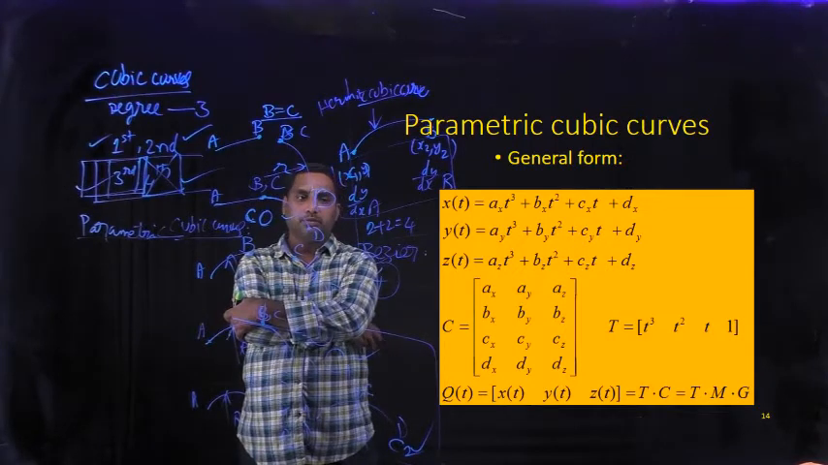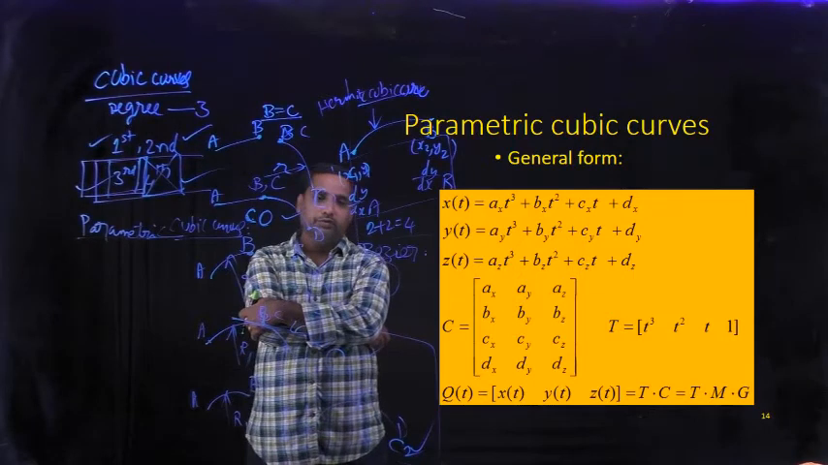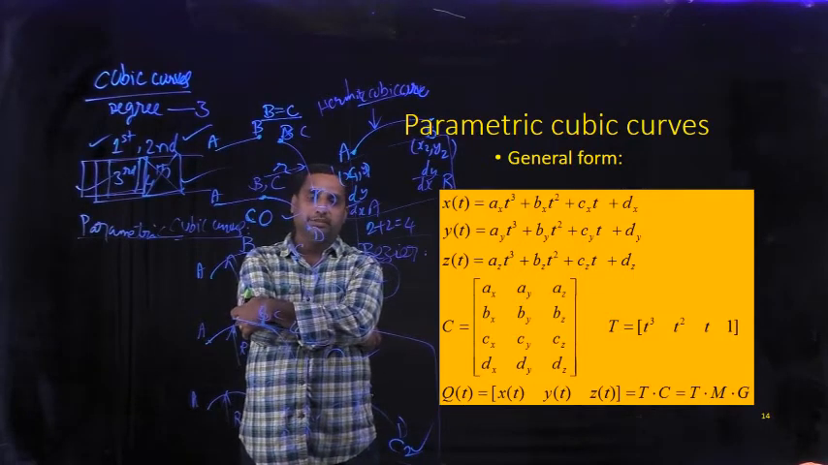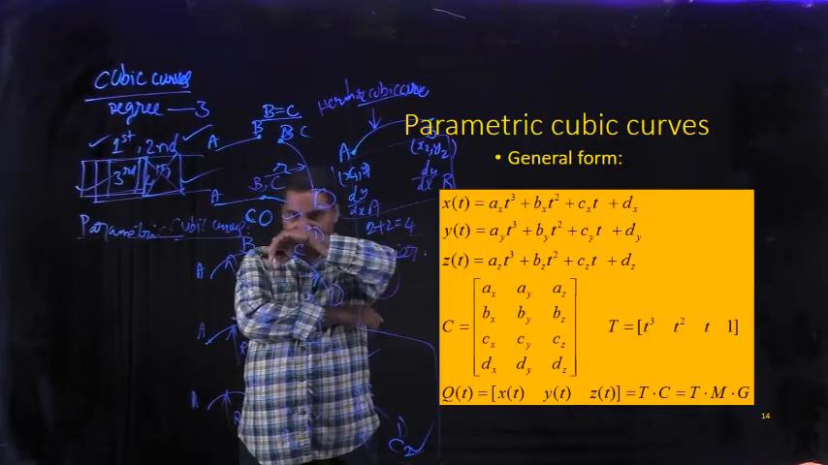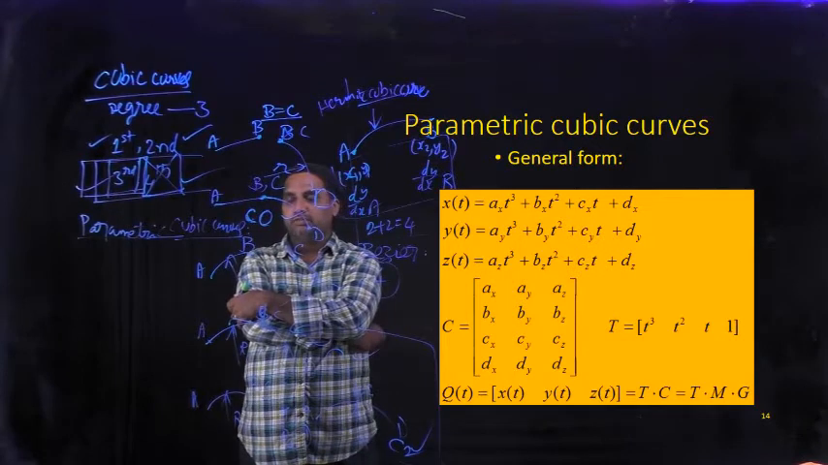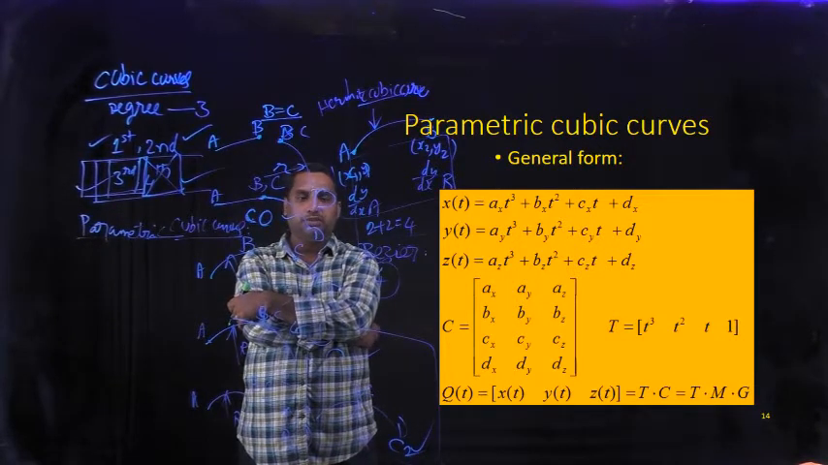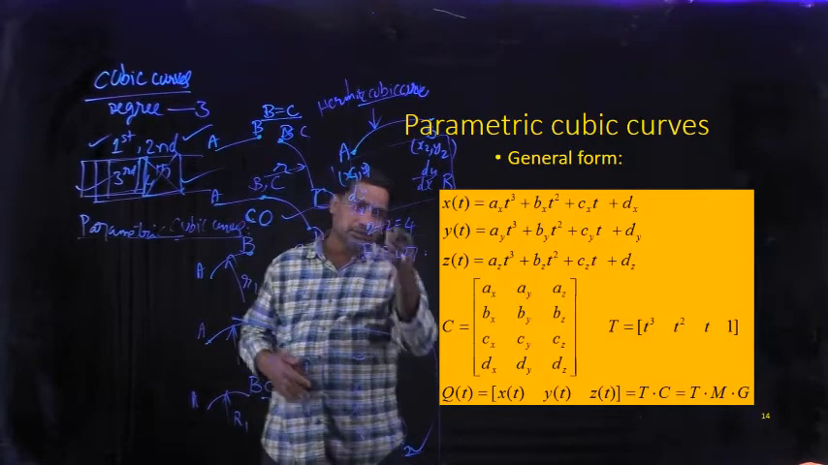If there is a first degree curve, how many constants are there? 2 constants. Suppose y equal to mx plus c. How many constants are there? One is the slope and another one is the y intercept. 2 constants. Here for this cubic curve, in parametric representation, for each x, y, z, if you take t as the parameter, we require 4 constants. Those things are displayed there.